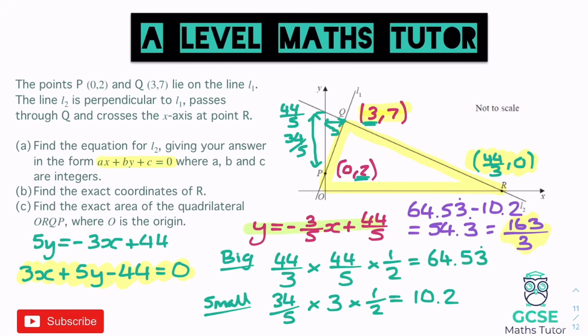So there's 3 parts to this question. We had our equation of the line in the format that I'd asked for down there. We also had the coordinates of point R, which we got up here, and then we got our final bit down here, 163 over 3 as our area. And thinking about that in a slightly different way, we had the larger triangle subtracting the smaller triangle to find out what was left over. But there we go, that's our final question.